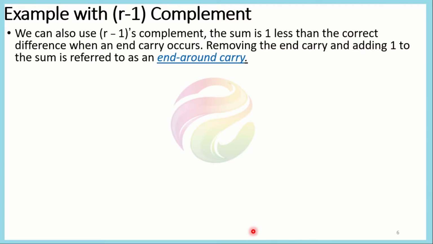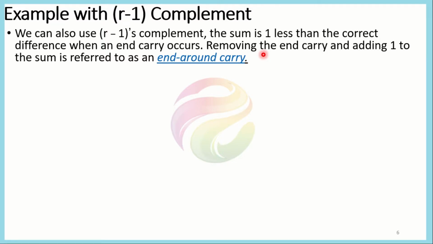Now we will be discussing this example with the r minus 1 complement. We have discussed a few examples in the last two slides which were with the r's complements. Now we can also do the same procedure with the r minus 1 complements. If an end carry occurs, we remove the end carry and add 1 to get the correct difference. The sum is referred to as an end around carry. It's just the same thing, because you know that the difference between the two complements, the r and the r minus 1 complement, is 1.